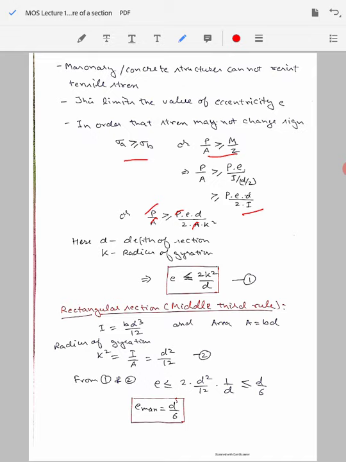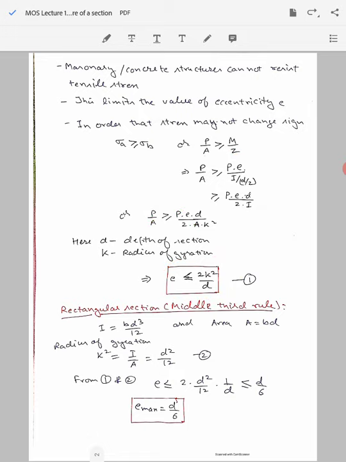This formula gives us the limiting value of the eccentricity, which tells us that if the E value is less than or equal to 2K square by D, we are not going to get tensile stress produced in the section. If E is larger than this value of 2K square by D, obviously there will be tensile stresses produced, which can be detrimental for, let's say, concrete columns or structures.